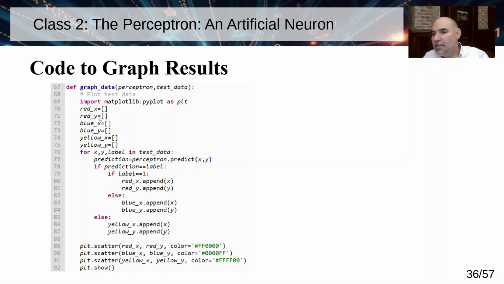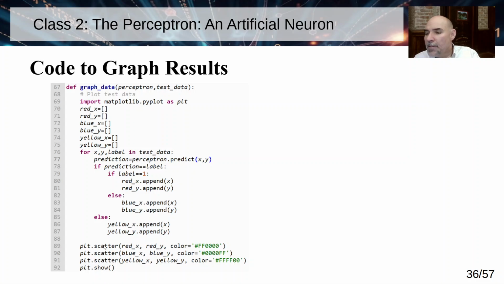So I make the red list x and y, the blue list x and y, and the yellow ones are ones that it got wrong. And so I make those three lists. I run the code. If the prediction was equal to the label and the label was 1, those are red. In other words, this is where it got it right. Otherwise, they're blue. And if it got it wrong, I make those yellow. So this just fills up these lists with the red XY coordinates, the blue XY coordinates, and the yellow ones where it got the guess wrong.